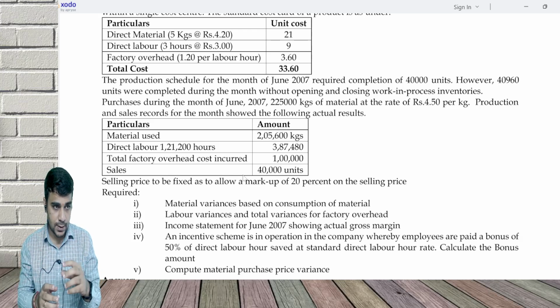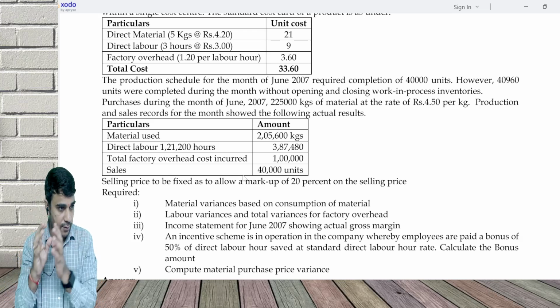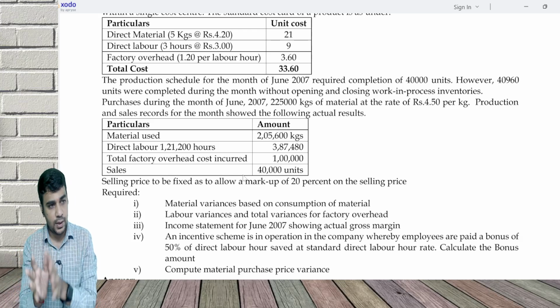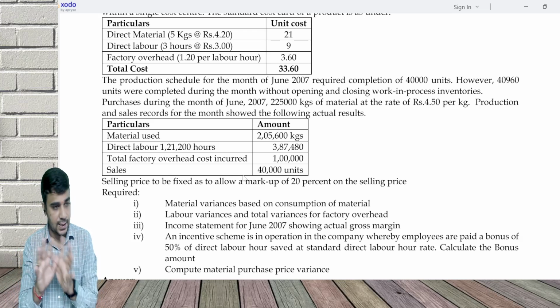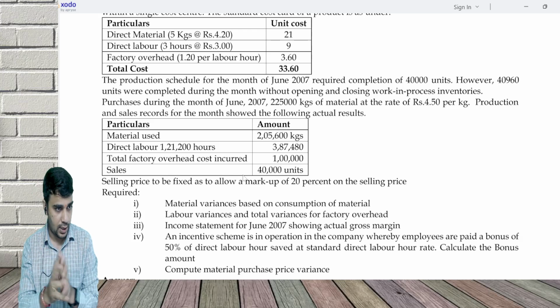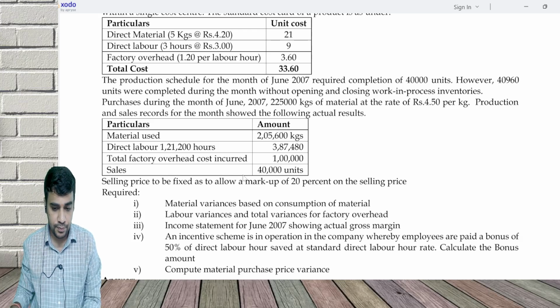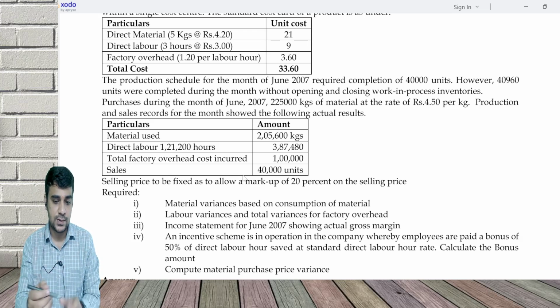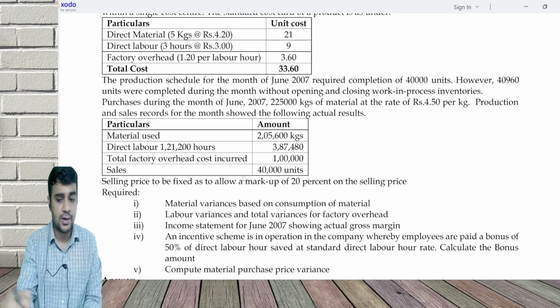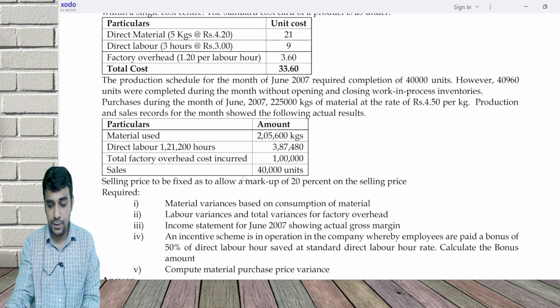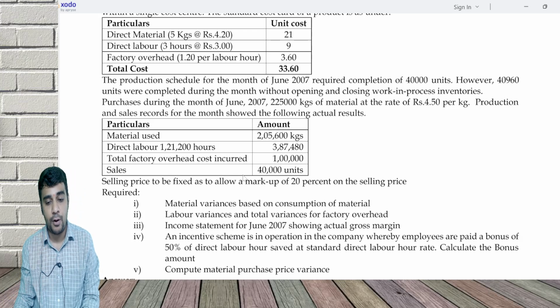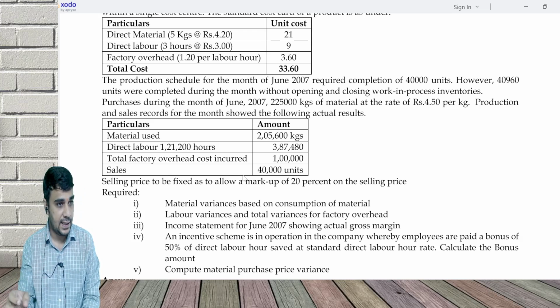One way of doing it is sales minus all costs will give you the actual profit. The second way is through the reconciliation approach. ICA has used the reconciliation approach, but I'll show you both. Now, the original plan was that whatever the cost, my price would be fixed in such a manner that I make a profit of, as the question has mentioned, 20% on the selling price.